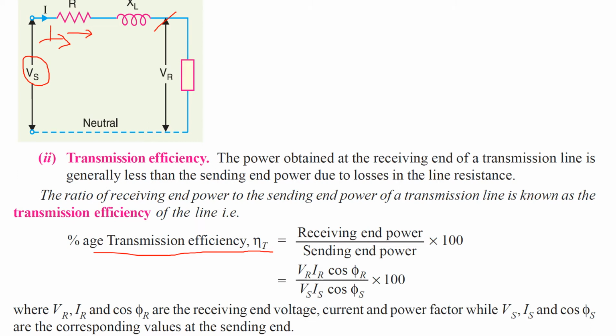In those I squared R losses, the current I is not in our control. It is derived from the load. The only controllable parameter is R. So before designing the line, you need to take care to design a line with a minimum value of resistance, so that at the end you will get minimum losses from the line and transmission line efficiency can be improved.